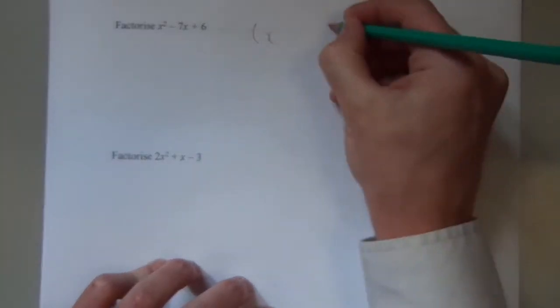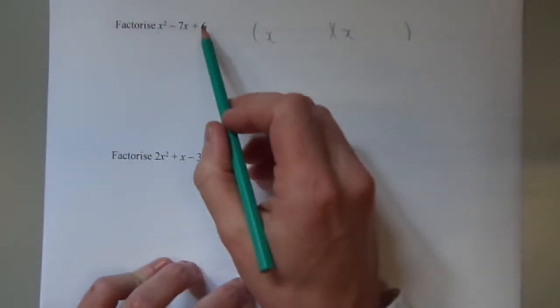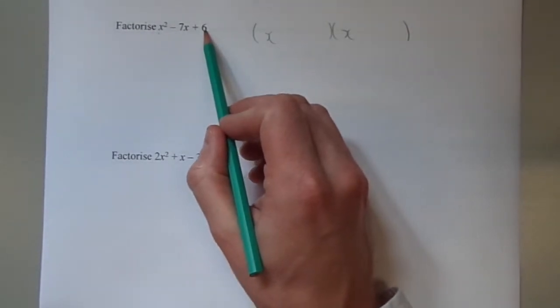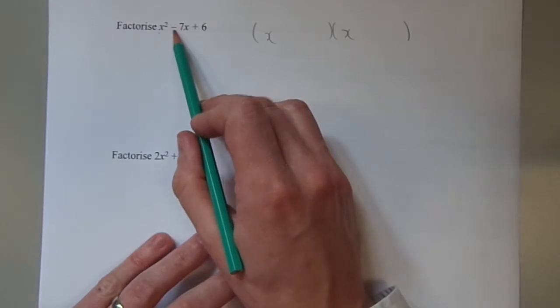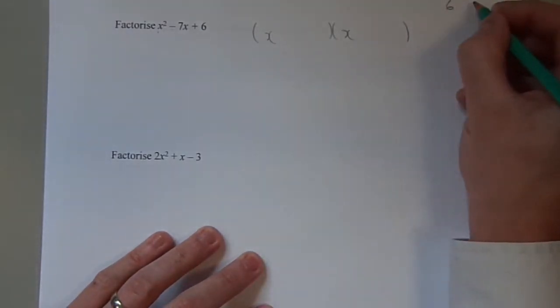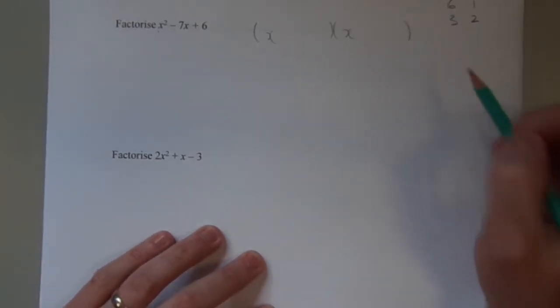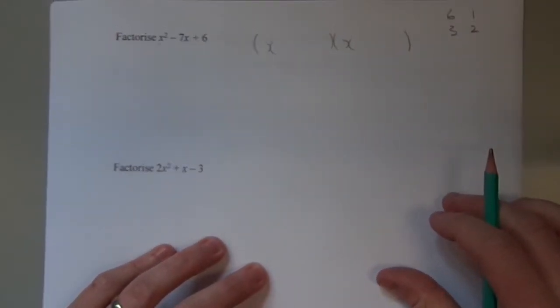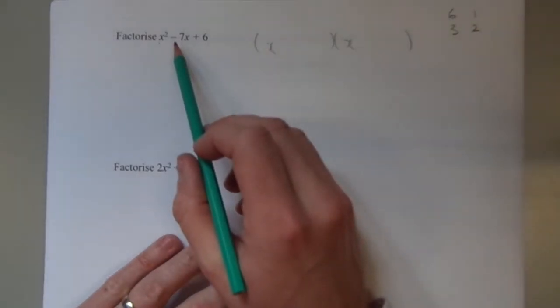Alright, top one. We have got an x in each. X times x is x squared. We're looking for the numbers that multiply together to give positive 6 and add to give negative 7. You could have 6 and 1 and 3 and 2. Both of those multiply together to give positive 6, but neither sets of numbers add to give minus 7.